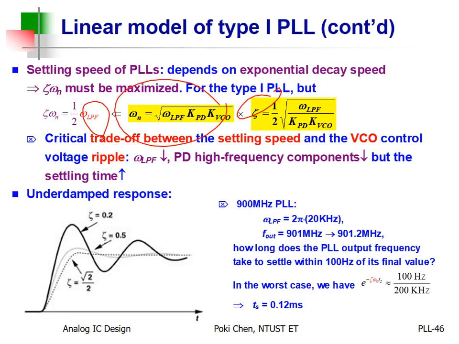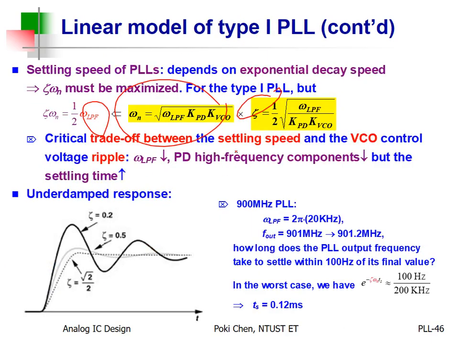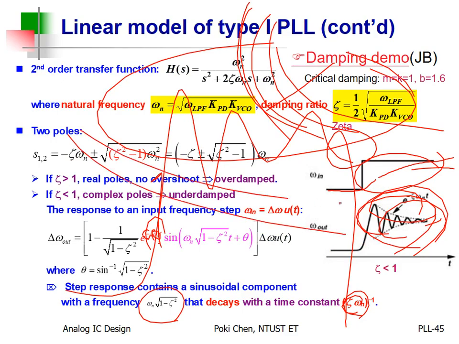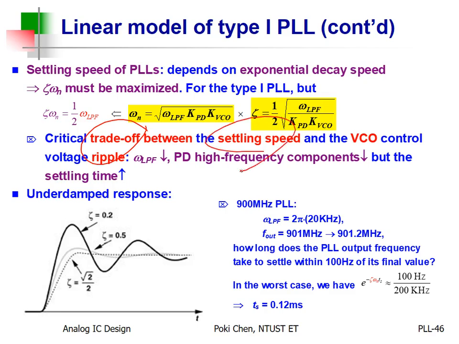For example, if you would like to reduce the output jitter, how to do it? The bandwidth needs to be as small as possible to stabilize the control voltage for the VCO. But in this way, the bandwidth of your low pass filter is reduced, then this term is also reduced. It means the decay will become longer and longer. So the settling speed and the bandwidth of your low pass filter need to be compromised. That is the design trade-off between your settling speed and output jitter.